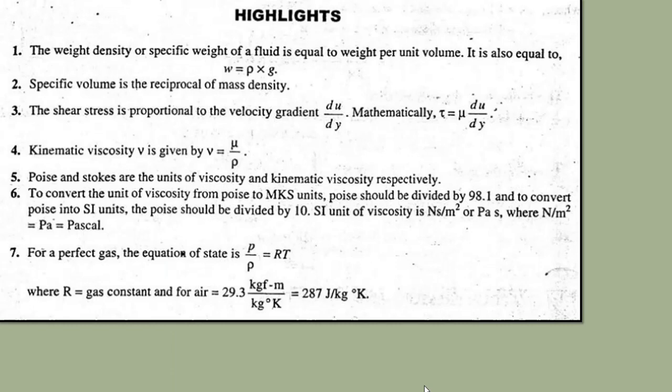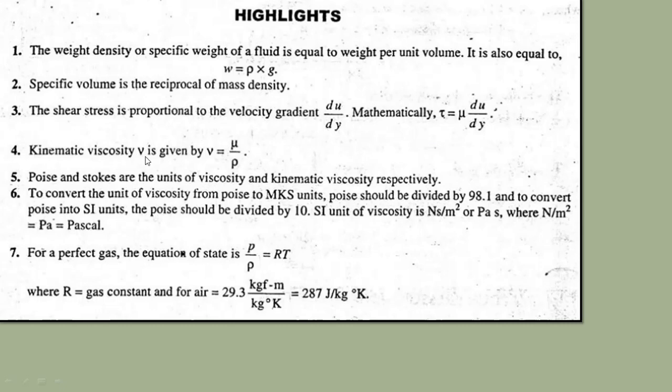Now some highlights of unit number 1, properties of fluids. The weight density or specific weight of a fluid is equal to the weight per unit volume. It is also equal to small w is equal to rho into g. Specific volume is the reciprocal of mass density. The shear stress is proportional to the velocity gradient du by dy. So tau is equal to mu into du by dy, where tau is shear stress, du by dy is the velocity gradient, and mu is the constant.